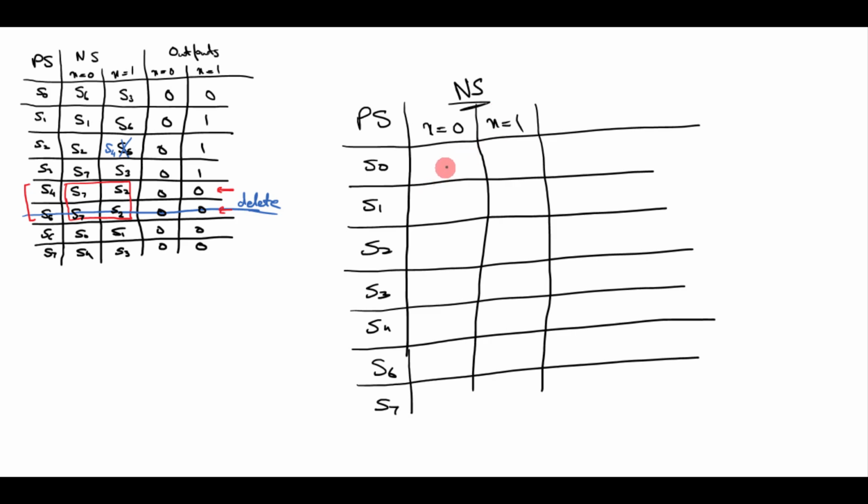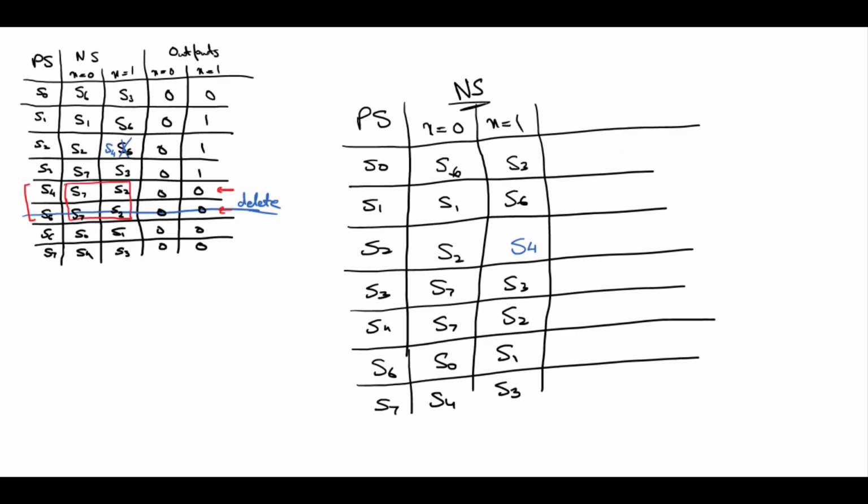So this is S6, this is S3, this is S1, this is S6, this is S2, this is S7, again S7, there you have S0, this is S4, this is S3, S2, S1, S3, and here you have S4.